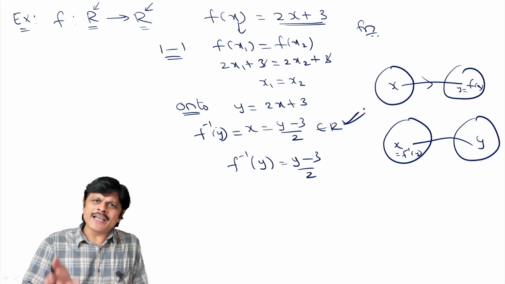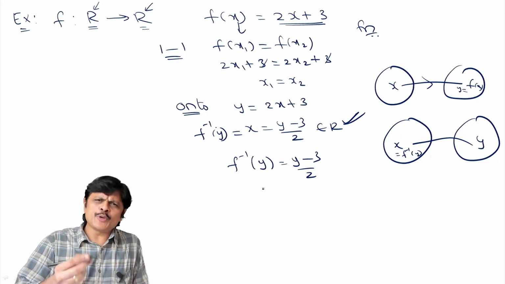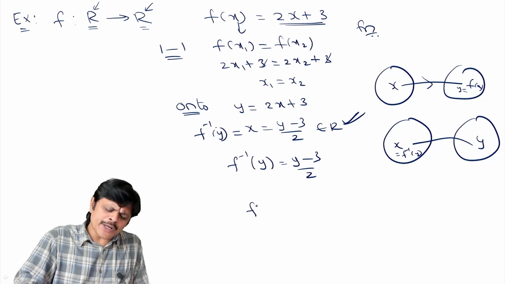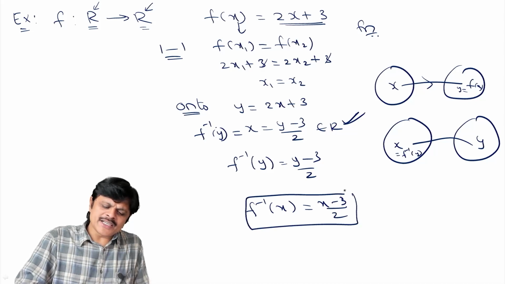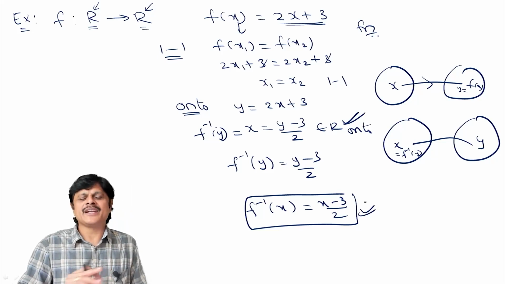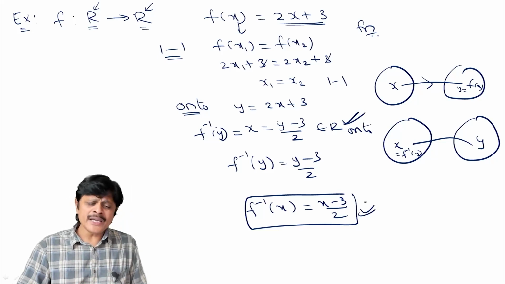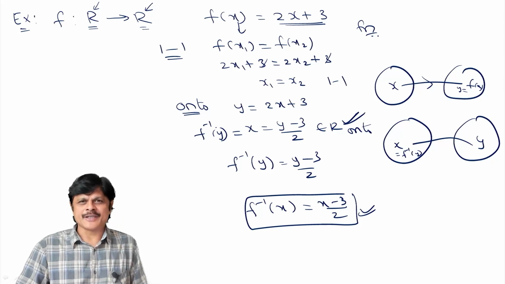Once it is onto, finding the inverse is also the same process. You can just continue. f inverse of y is equal to (y minus 3) by 2. This y is a dummy variable. You can put t, p, l, anything. You can put x also, dummy variable. (x minus 3) by 2. Because it is onto and 1, 1, we are able to find the inverse of the function. It is done. Okay. So this is the method for finding the inverse of a function.